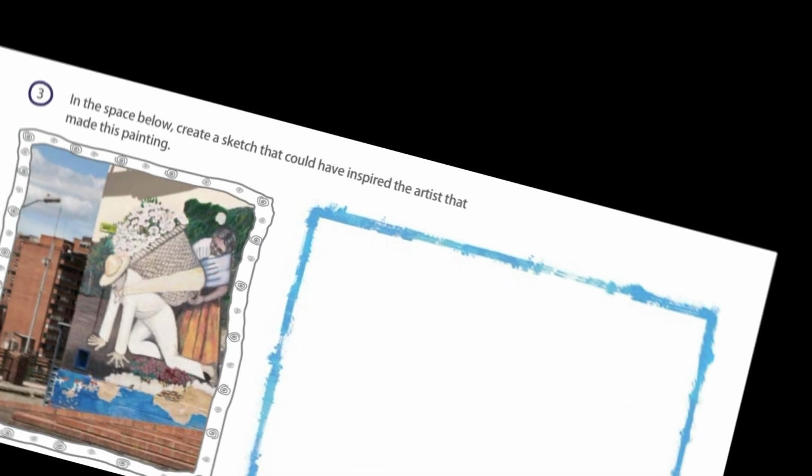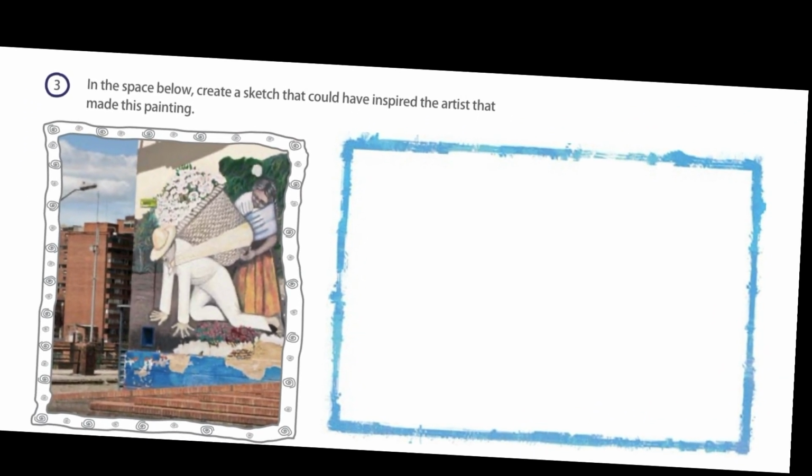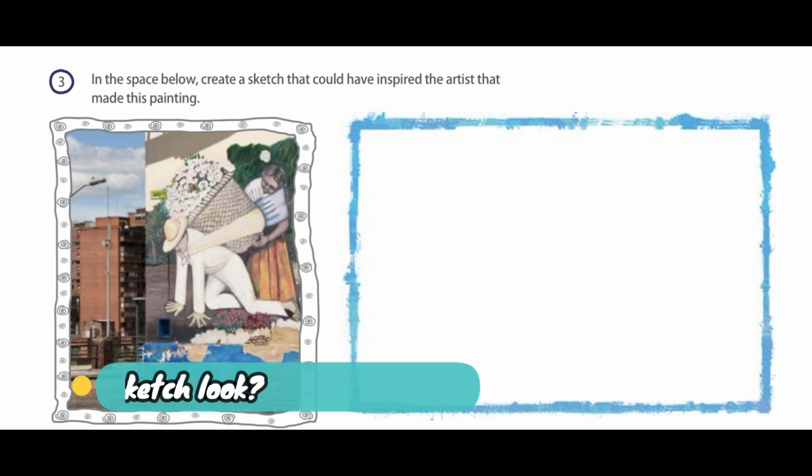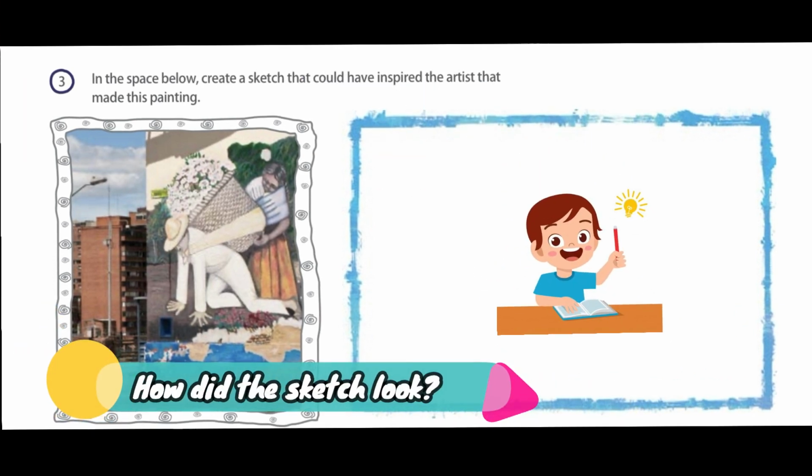On page 106, we have an interesting mural on the left side. How do you think the sketch looked? Draw it in the right square.